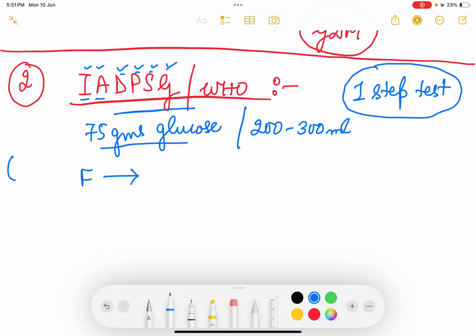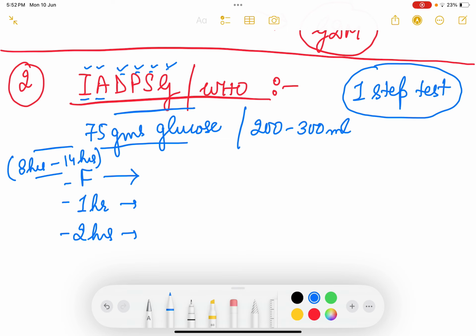We take a fasting sample. Before the fasting sample, the fasting should be of 8 hours, very very important, but it should not be more than 14 hours. So 8 to 14 hours of fasting is required, overnight fasting is required, and then we take the fasting sample. After that we give 75 grams of glucose, and we take a blood sample after 1 hour and after 2 hours. So fasting, 1 hour and 2 hour are the 3 samples which are taken.